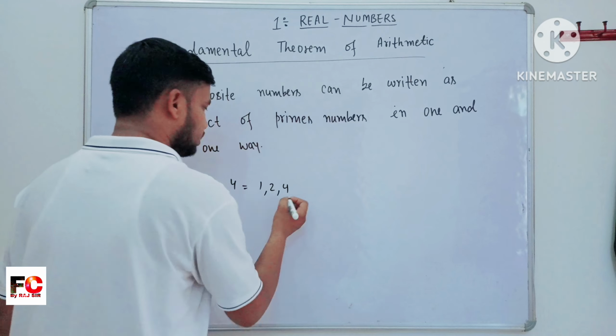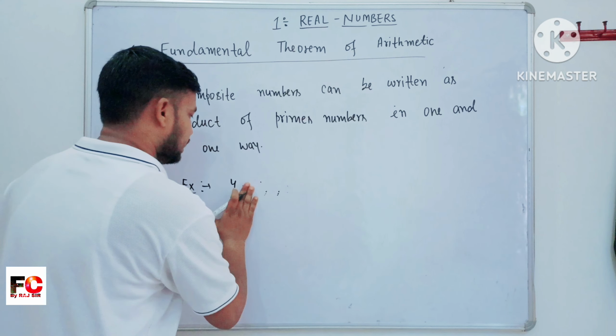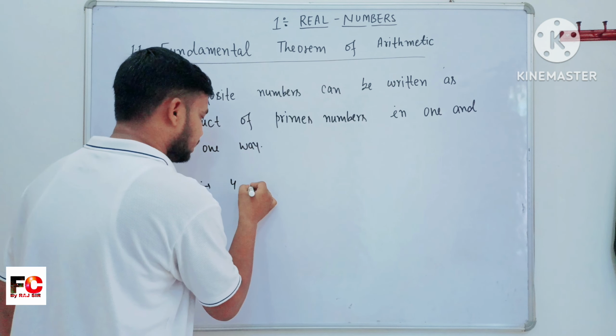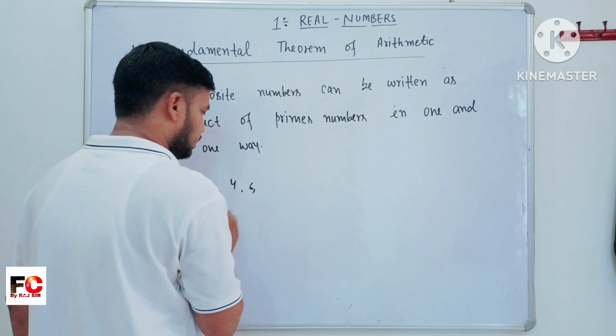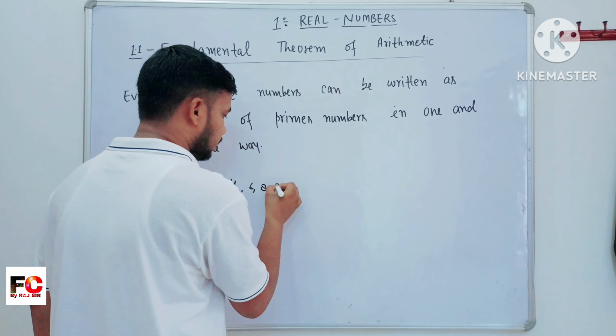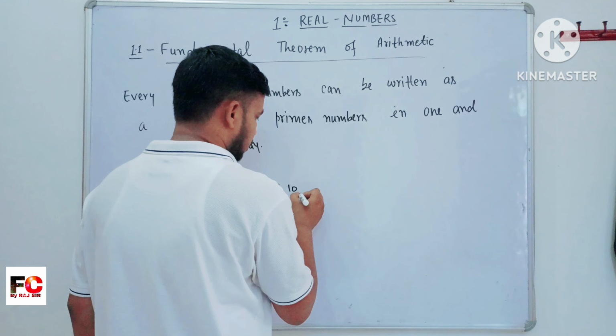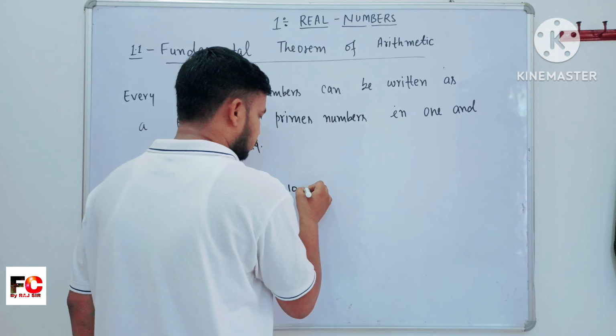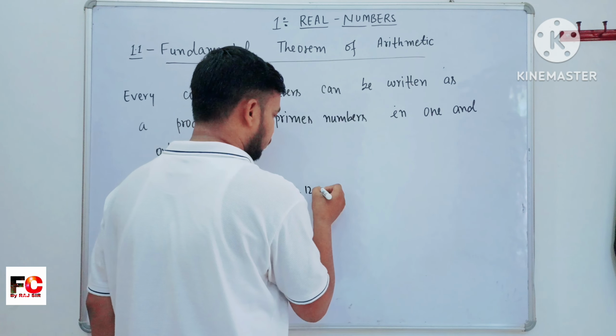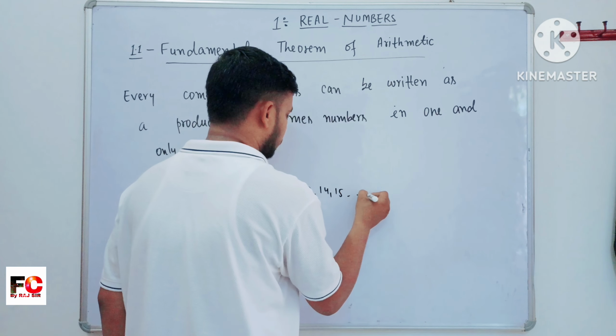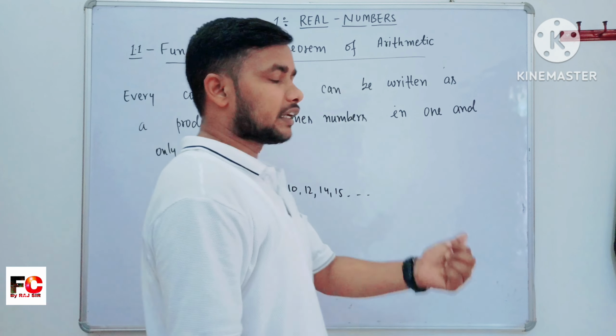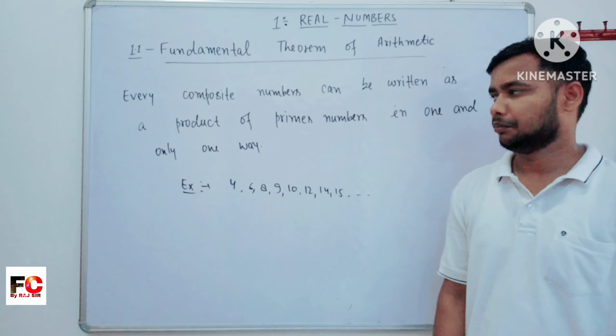The next examples are 6, 8, 9, 10, 12, 14, 15, and so on. These are examples of composite numbers.